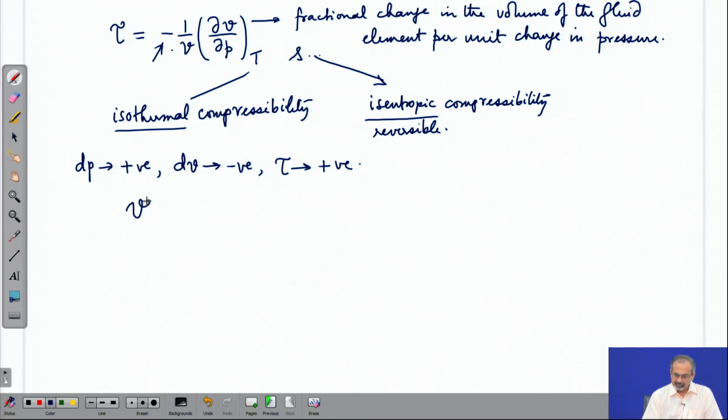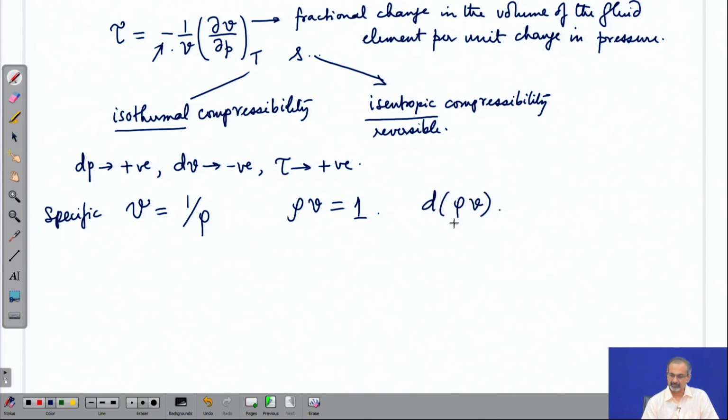By definition, specific volume is 1 by density, because you are taking unit mass, and if you take a product of that, then it gives you, say, rho times volume equal to 1, and then if you take a differential of that, then what do you get? You get V d rho plus rho dV equal to 0.